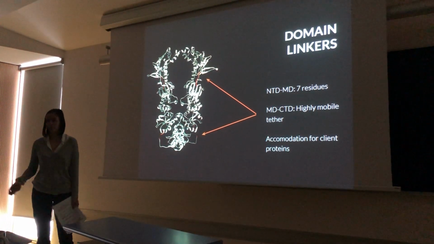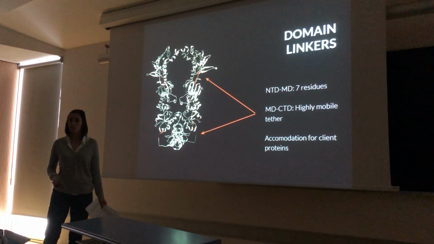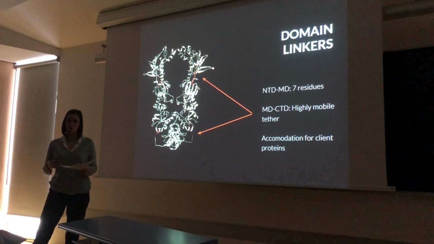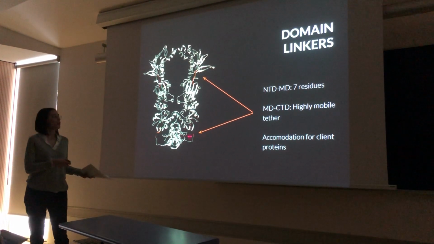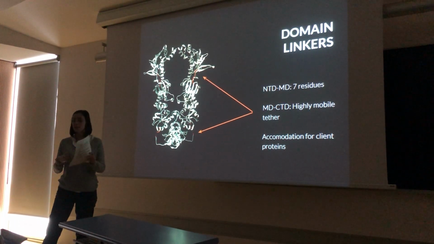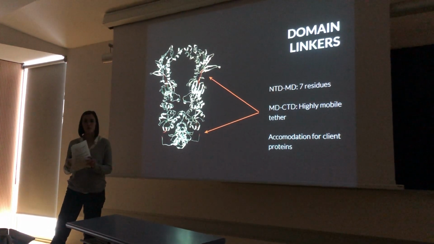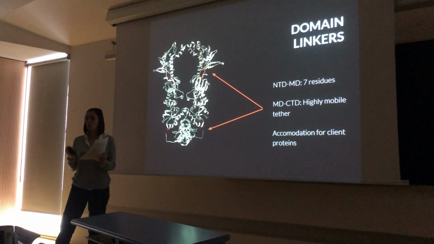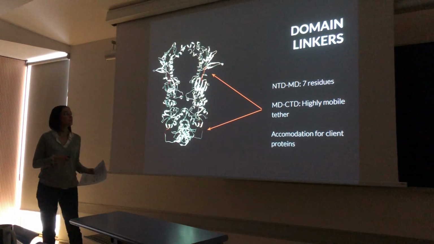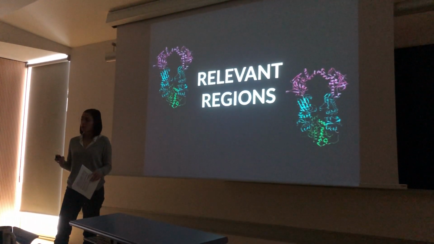Well, actually, it's important, because if you look at them, this first loop connecting the N-terminal domain to the middle domain is only composed of 7 residues, which means that these 2 domains are not free to move indefinitely. But when you look at the other linker, it's a longer linker and it's highly mobile, which makes the protein able to adapt to different client proteins and therefore move through the different conformations of the cycle of this protein.